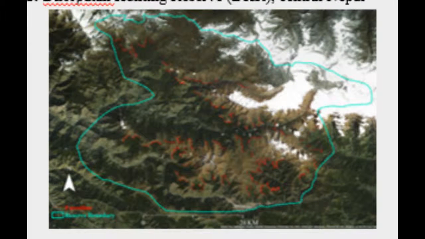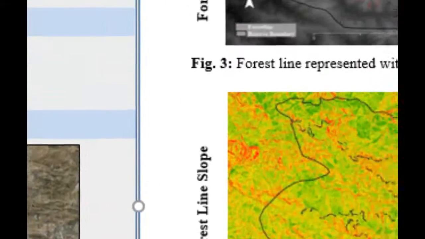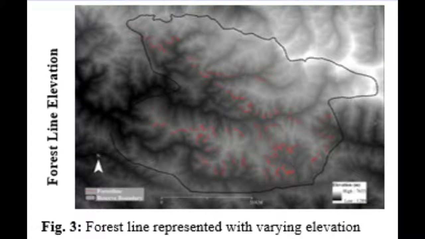This is a zoomed-in satellite image of the Dorpitan Hunting Reserve. We used ArcGIS to zoom into the image and drew red lines to represent the forest line. This is the digital elevation model of the Dorpitan Hunting Reserve. The mountains stand very tall, only about 1,000 meters less than Mount Everest. The area ranges from 1,289 meters to 7,633 meters in elevation.